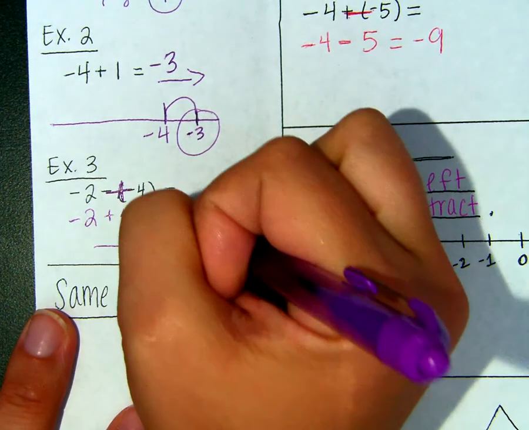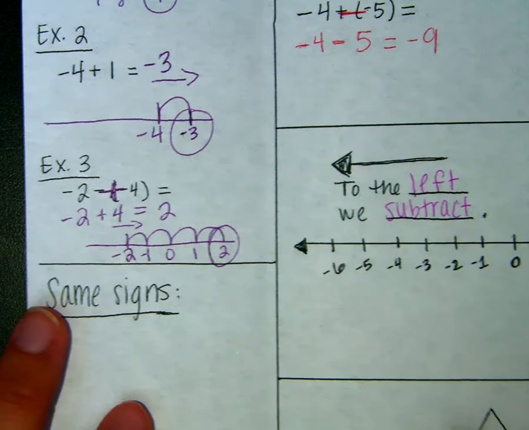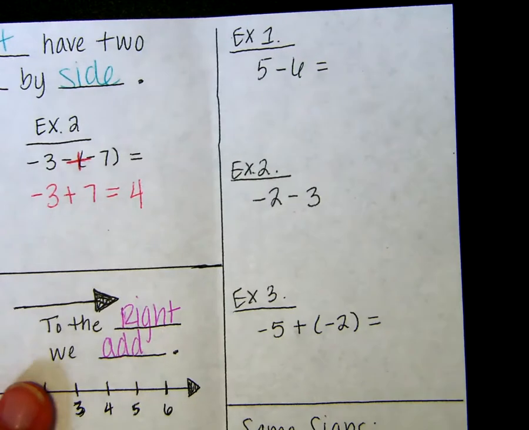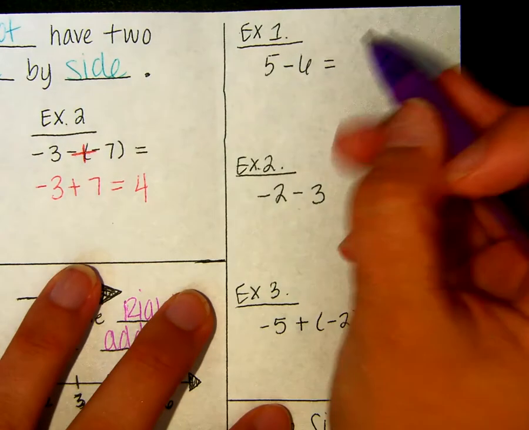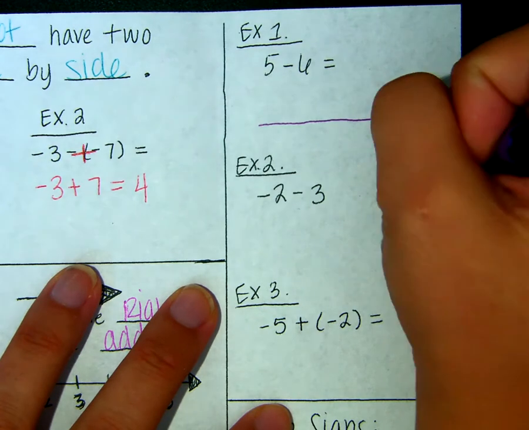Negative 2 plus 4 is 2. You come over to the subtraction side. Same thing, use your number line. If you cannot do it in your head, use your number line.